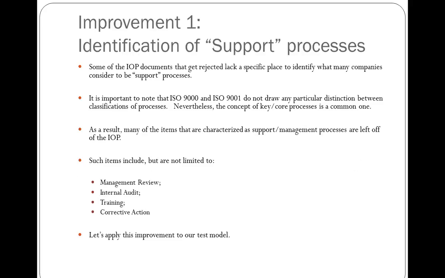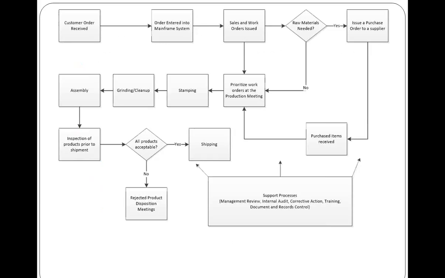First of all, it's important to note that ISO 9000 and ISO 9001 don't draw any particular distinction between how to classify processes. We do see this idea of core processes and support processes fairly often, but it's not a required item. But what we're referring to are the things that support the quality system: management review, internal auditing, training, corrective action, and so forth. So let's apply this improvement to our test model.